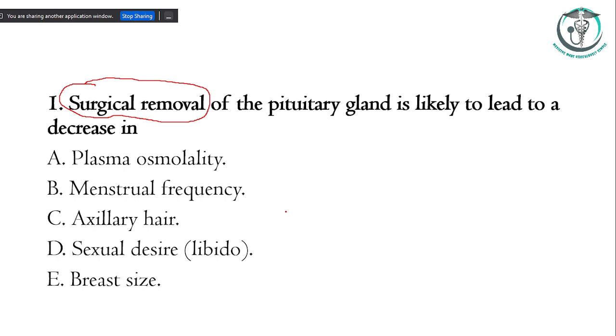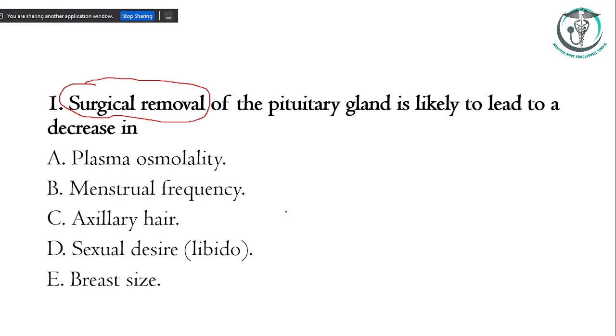Breast size. Why are you saying it's true? Because of the growth hormone, it will be affected because of that. Okay. Or maybe the FSH and the luteinizing hormone. The LH and the FSH, we say that are getting the gonad, which is either the testes or the ovaries.